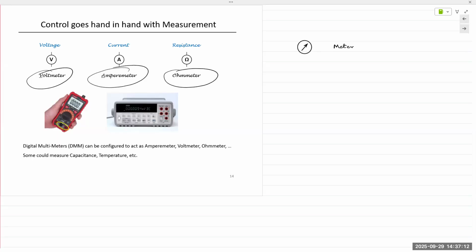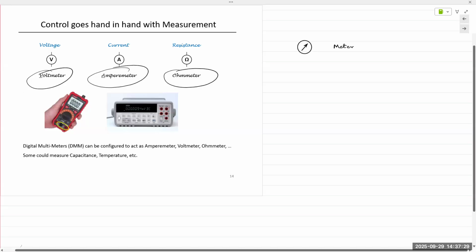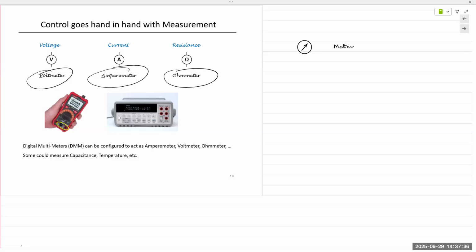Then came along a meter that could measure all of these quantities all in one. It came to be known as a multimeter because it could measure multiple quantities, as in voltage, current, and resistance. And then came along digital versions of these meters, known as digital multimeters, or DMM for short. In the lab, I'm assuming you already have experience with the digital multimeters.